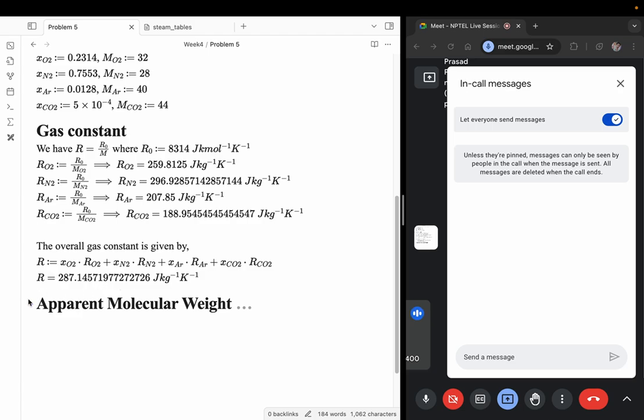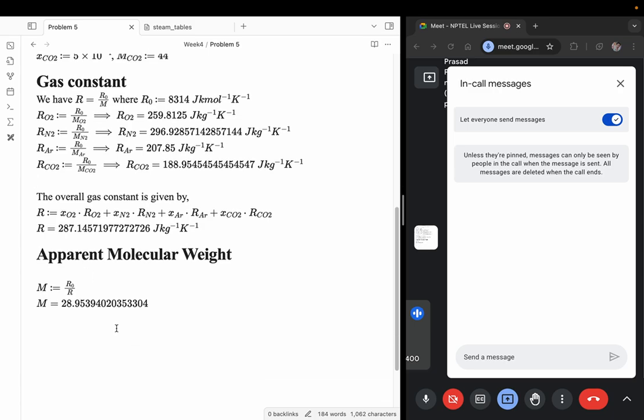Now how do you find the apparent molecular weight? You have the universal gas constant. As the name suggests, it should be a universal gas constant. For that constant to be a constant, your molecular mass should be such that this R naught value remains constant. So whatever R you calculated in the previous step times the apparent molecular weight should give you this particular value. The apparent molecular weight turns out to be 28.953, or basically 28.9.